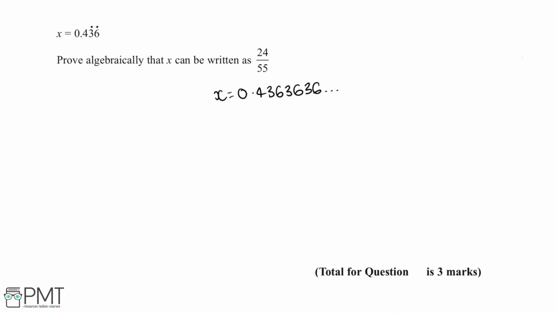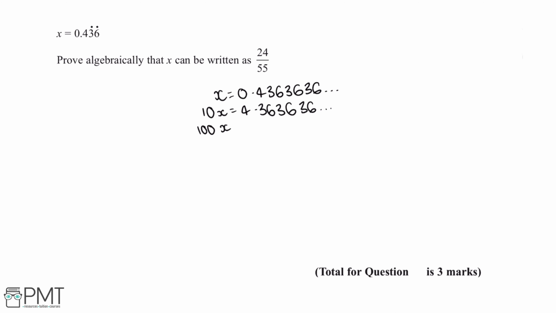Now in order to prove algebraically that x can be written as this fraction here, we want to find two coefficients of x which have identical numbers after the decimal place, so that we can minus these two numbers from each other. So in order to do this, we can multiply both sides of this equation by 10. So 10x is equal to 4.363636 and so on. Now as we can see, we haven't got two numbers which are identical after this decimal point, so we're going to continue multiplying these by 10.